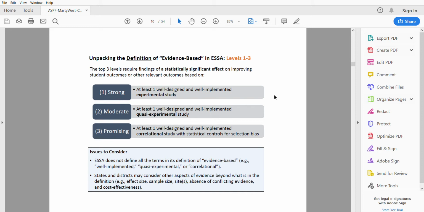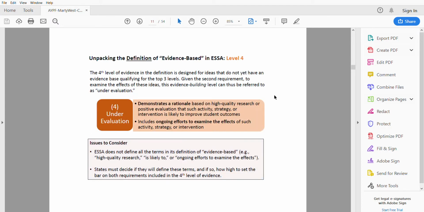I want to just point out at this point that although ESSA is defining these tiers in terms of how strong the evidence is, states might be interested in including other information in deciding whether or not to implement the program, including, for example, how large the effect was in these studies. Is there any conflicting evidence? Were the sites in which these programs were implemented roughly analogous to the places where the states themselves might want to use them? And what was the cost per unit of effect?